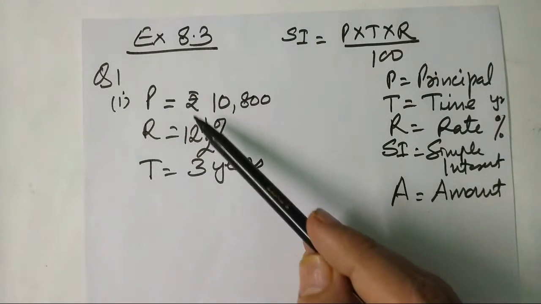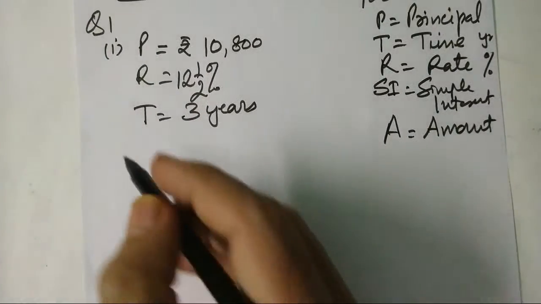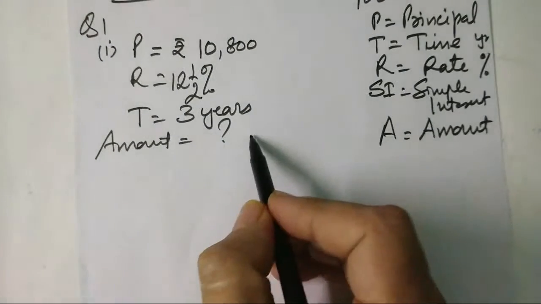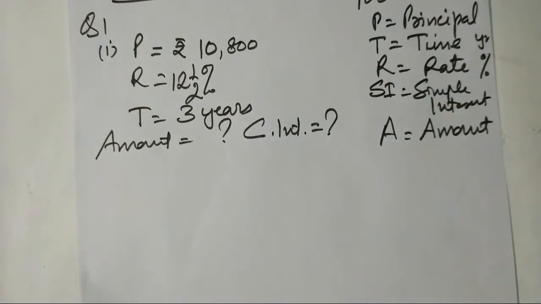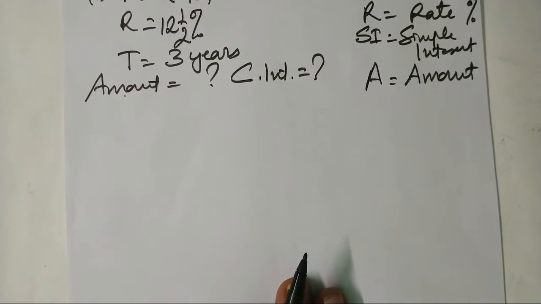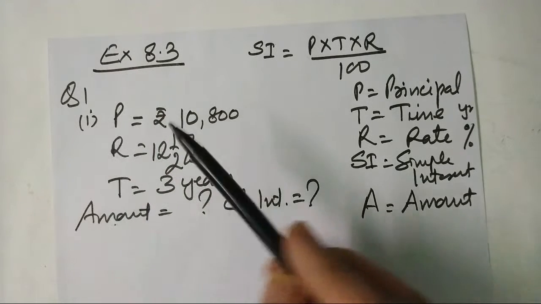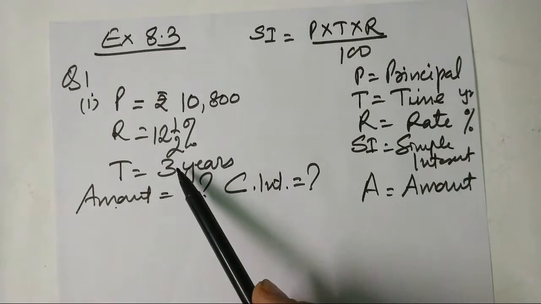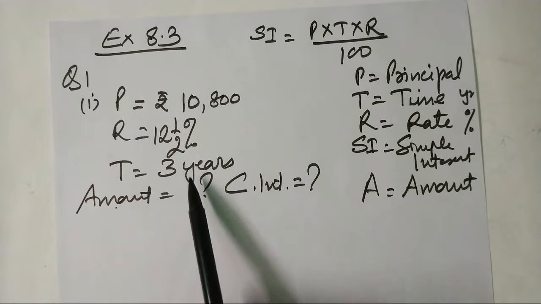So we have got 3 things in this question. We have to calculate what is the amount. So 2 things we have to find: amount and the compound interest. So how will you calculate that? See the step which is used to find it. So we will find the simple interest calculated on the total money, which is 10,800 for 3 years. So we will calculate the simple interest for the 3 years.